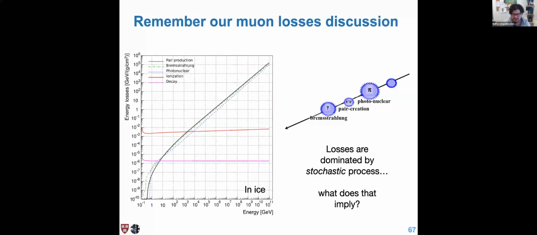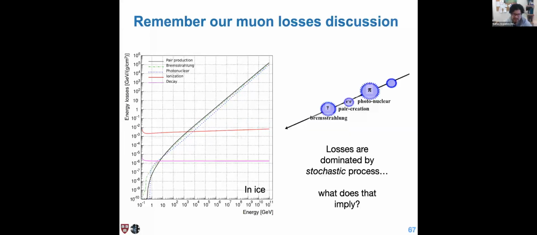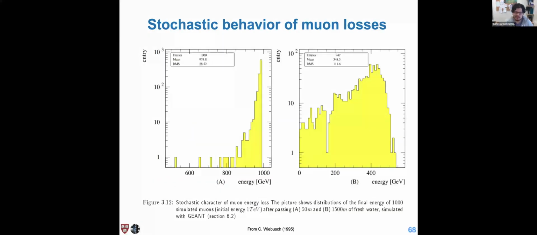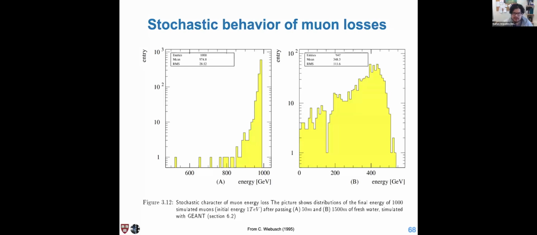We should know, remember, that the processes of energy loss are stochastic in nature. And so what's that going to imply for this reconstruction? So the stochasticity is actually going to depend on energy. So what I show here is the distribution of final energy of various initial energies of high energy muons, going through two different amounts of material. So here I have a 1 TeV muon if it goes 50 meters and if it goes 500 meters. So you can see that the distribution of losses is very broad. And that means that the energy reconstruction is always going to be dominated by the fact that the energy losses are a very highly stochastic process.